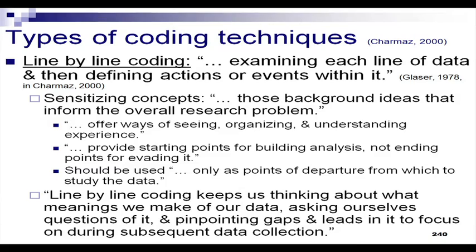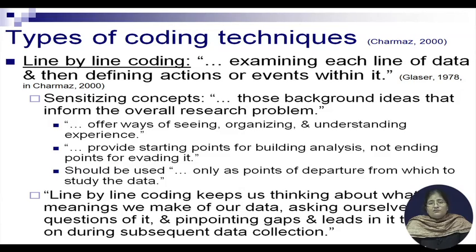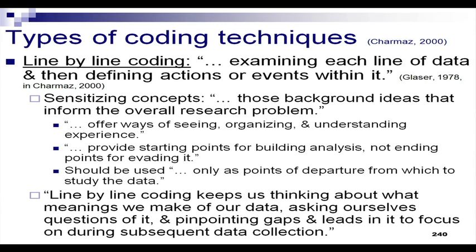Some types of coding techniques. The first method of coding is line by line coding. We examine each line of data and then define actions or events within it. And these actions or events are defined through sensitizing concepts. So sensitizing concepts are those background ideas that inform the overall research problem. Sensitizing concepts are the ideas that give a direction to the research problem.